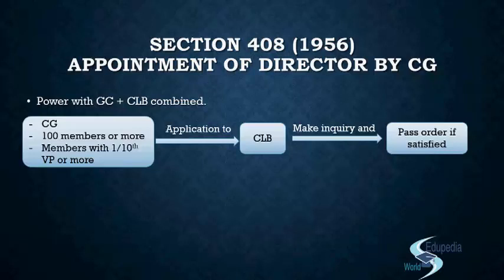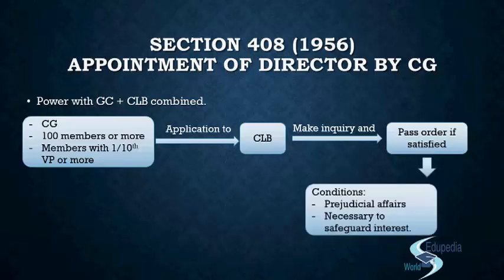Now, when we talk about passing an order if satisfied, there are some essential conditions that need to be present for passing the order, right? So what are those conditions? First is, the affairs of the company are being conducted in a manner which is prejudicial to any member of the company or the interest of the company or public interest, right? That would be a condition for CLB to pass an order.